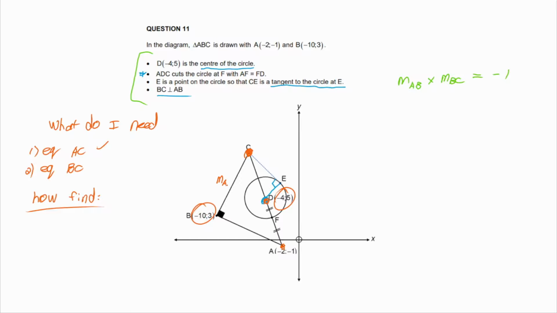So now a bit of a subsection: what do I need? I need the gradient of BC. This is my question mark. How do I find that? Well, I need this, the gradient of AB. But how do I find the gradient of AB? That's quite easy. We can just use our normal gradient formula over here.